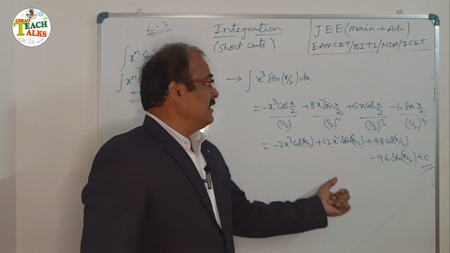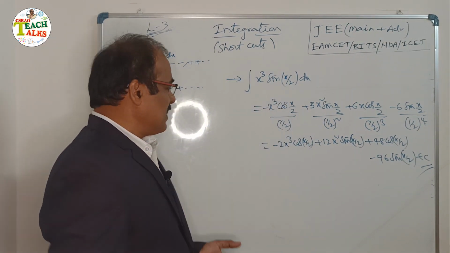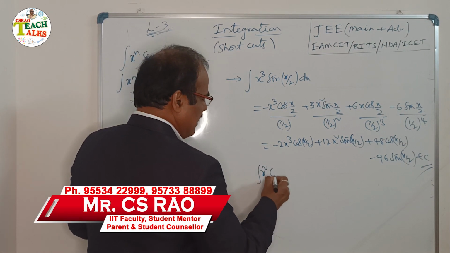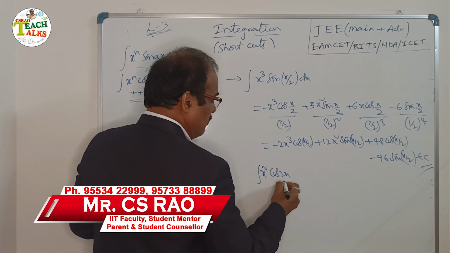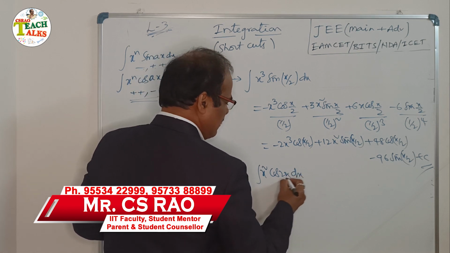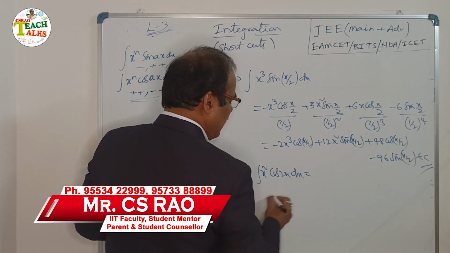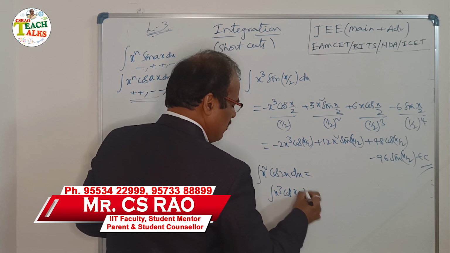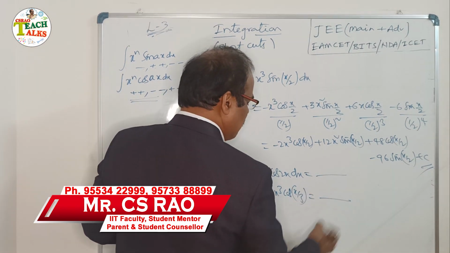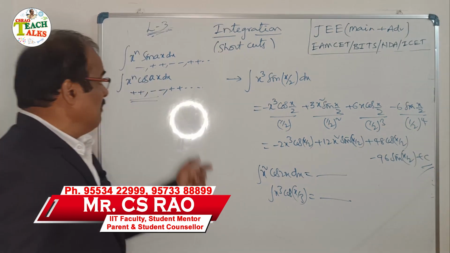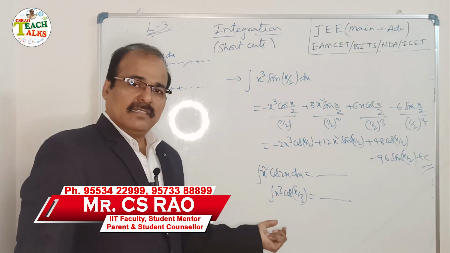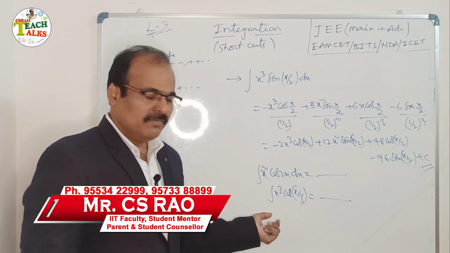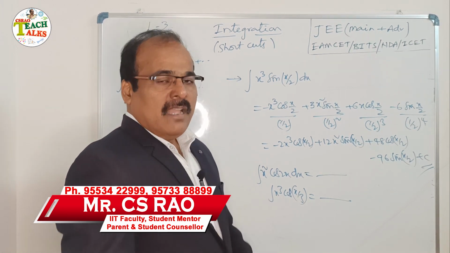Very easy. You can do this type of problems, I think. And suppose x square cos 2x is there. How can you do? x square cos 2x. Okay. You try x cube cos 3x is there, x by 3 is there. How can we do this one also? You try. This one also you can try. Very easy and very useful shortcuts.